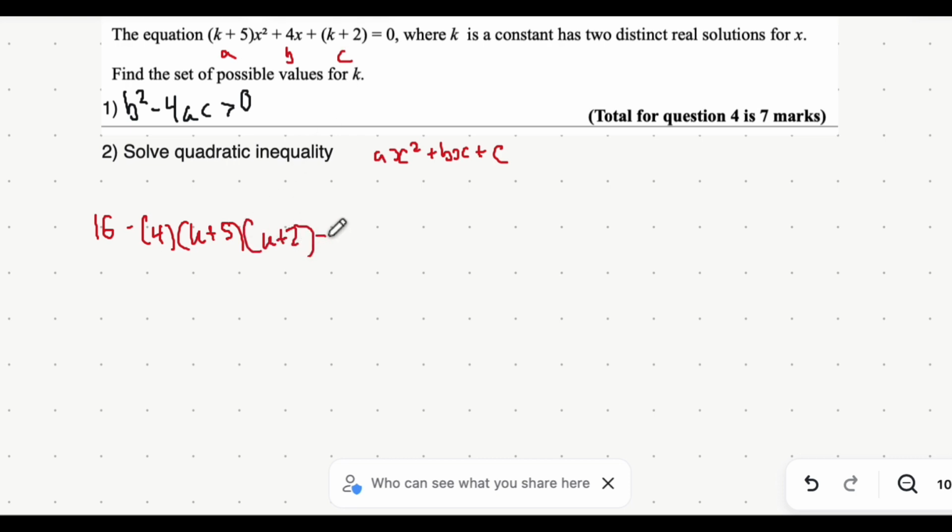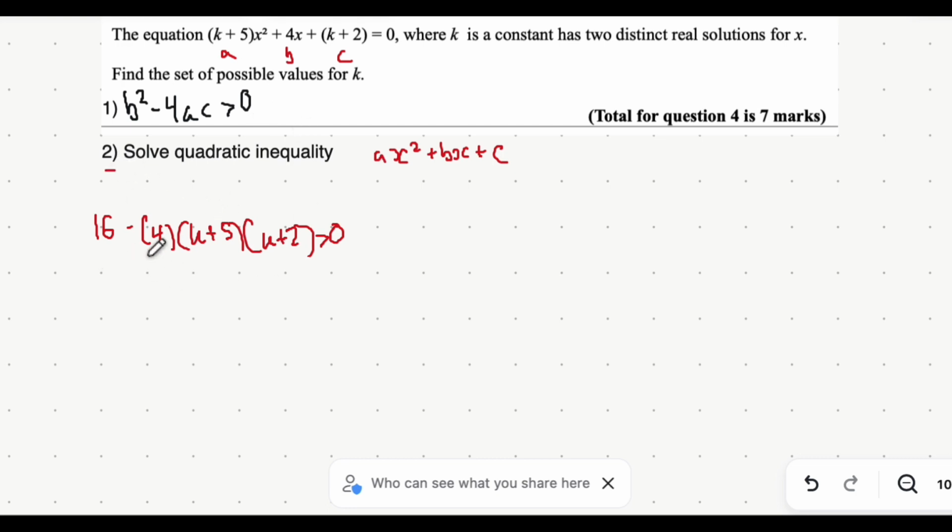A bit of a side note, but if it said that there's equal roots, or there's one solution, that means that b squared minus 4ac is equal to 0. And if it tells you there's no real solutions, that means the discriminant is less than 0.